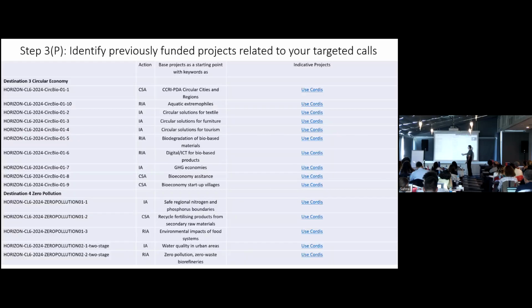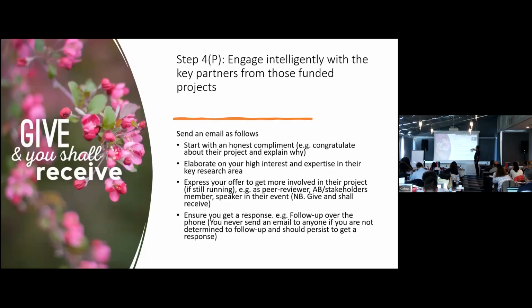Now, you identify previously funded projects for all these calls, the calls that Flavia discussed yesterday. You go to Cordis and try to identify previously funded projects with specific keywords. You take the main keywords from the title of the call, and you search in Cordis for previously funded projects. So that's fine.